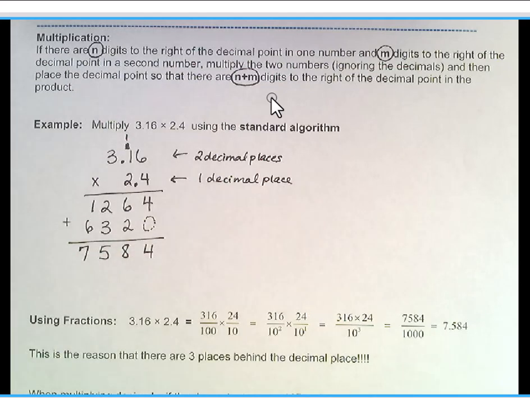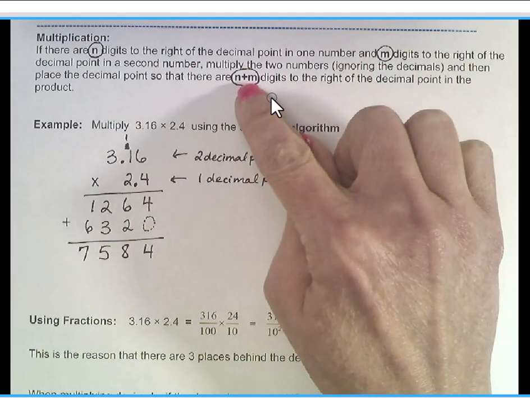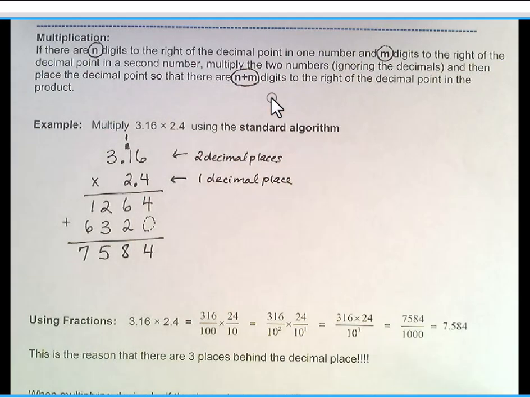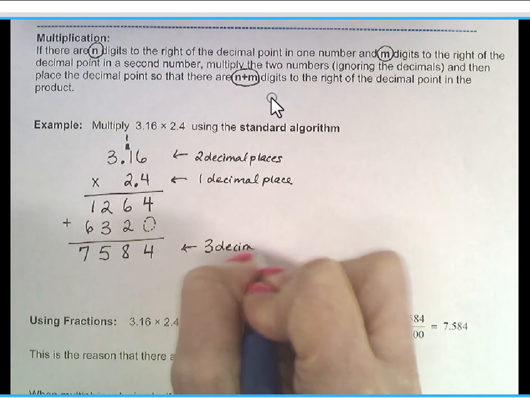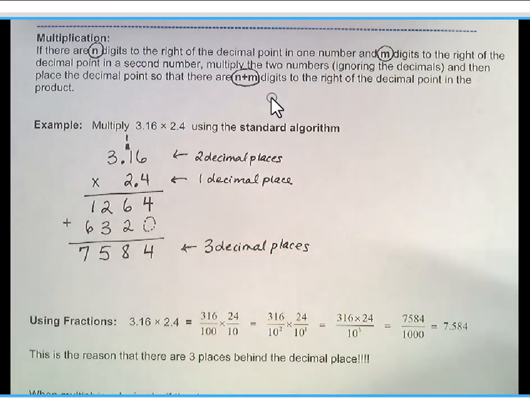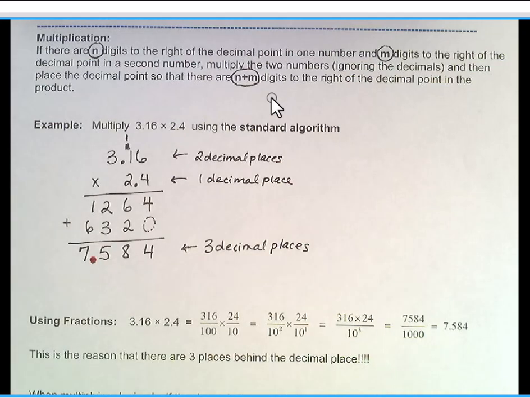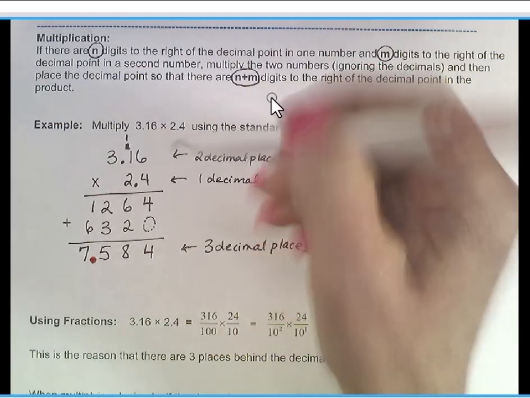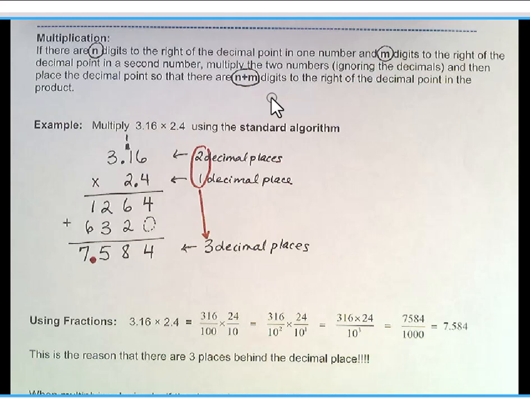So then the question is, where does the decimal place go? If one number has 2 decimal places and the other number has 1, we add those together and get a total of 3 decimal places. So you put the decimal right there so that you've got 3 places behind it. You add the 2 and the 1 together to get the 3. I don't know if you remember that from when you learned how to multiply decimals. It's probably been a while since you've done it by hand, but that's why.